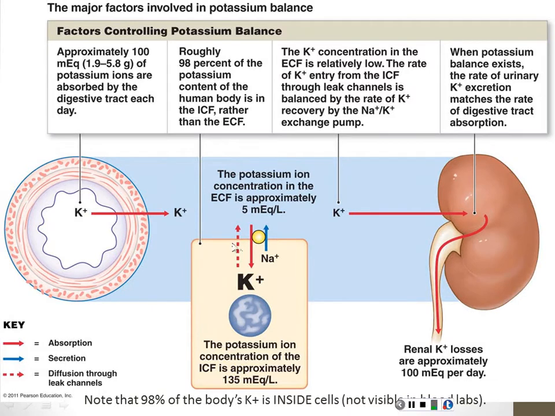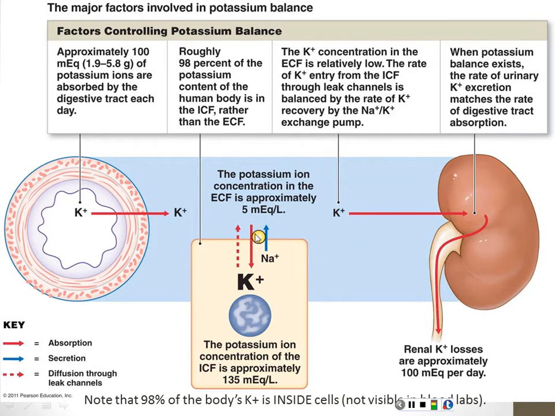So at any given time, if we sample the blood, we have a very low potassium level because it's all inside of cells, not floating around like sodium is. Okay? So the potassium level in the blood does not reflect the total content of potassium in the body because, like it says, 98% of the potassium is inside of cells where we can't measure it. Okay? So, how is that done?